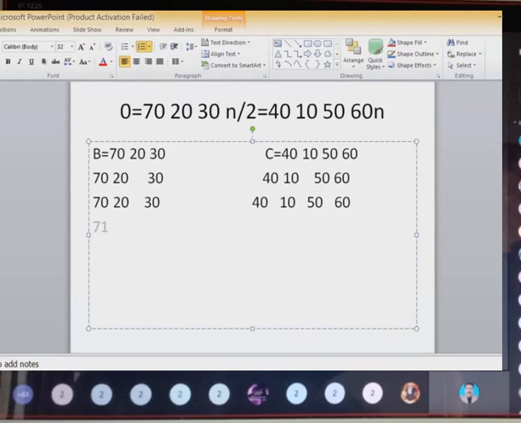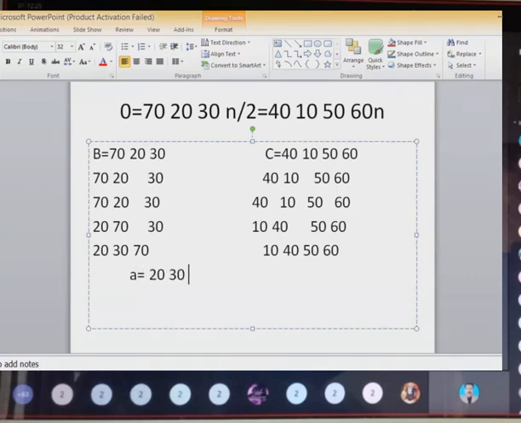Now we can combine 20 and 70. Here we can combine 10 and 40, 50, right? Finally, we can combine 20, 30, 70. Here 10, 40, 50, 60, right? The final A array is equal to 10, 20, 30, 40, 50, 60 and 70.